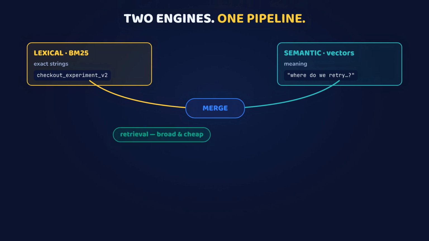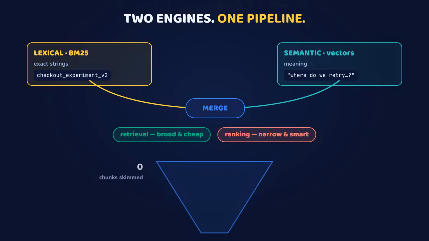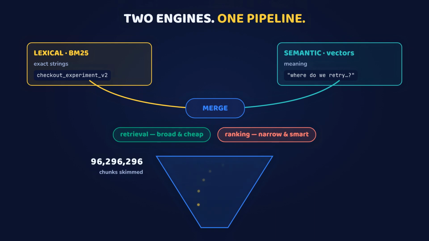Here's the whole architecture in one breath. Retrieval is broad and cheap. Ranking is narrow and smart. Stage 1 skims 100 million chunks and keeps maybe 200 plausible candidates.